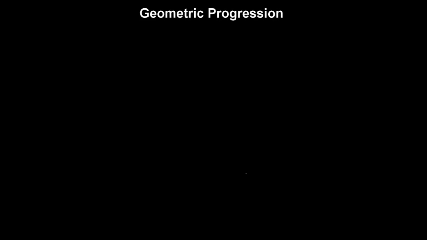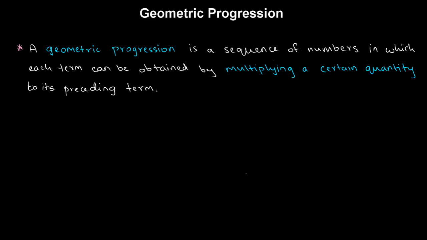Let's start with the topic of geometric progression. First, let's look at the definition of geometric progression. A geometric progression is a sequence of numbers in which each term can be obtained by multiplying a certain quantity to its preceding term. Right? Let's understand this better with an example.